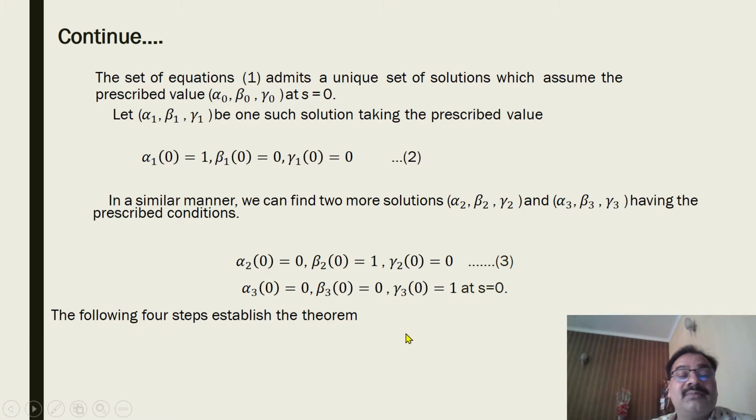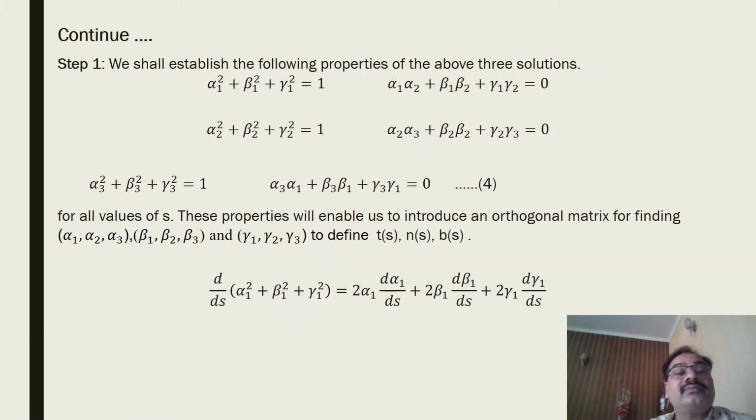The following four steps establish the theorem. Step 1. We shall establish the following properties of the above three solutions, that is alpha 1 square plus beta 1 square plus gamma 1 square is 1 and alpha 1 alpha 2 plus beta 1 beta 2 plus gamma 1 gamma 2 is 0. Alpha 2 square plus beta 2 square plus gamma 2 square is 1 and alpha 2 alpha 3 plus beta 2 beta 3 plus gamma 2 gamma 3 is equal to 0. Alpha 3 square plus beta 3 square plus gamma 3 square is 1 and alpha 3 alpha 1 plus beta 3 beta 1 plus gamma 3 gamma 1 is equal to 0. That is equation number 4, for all values of s.